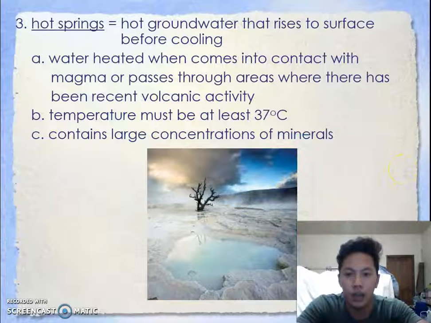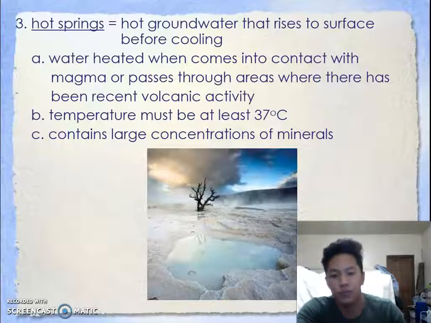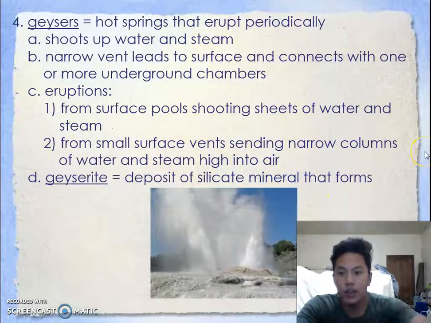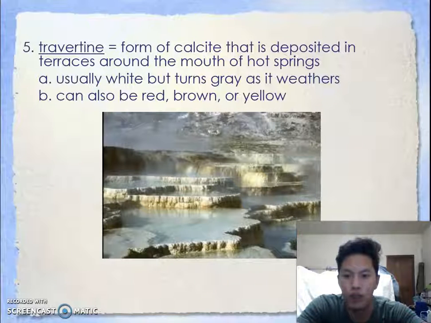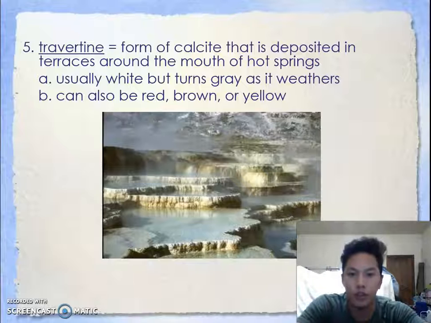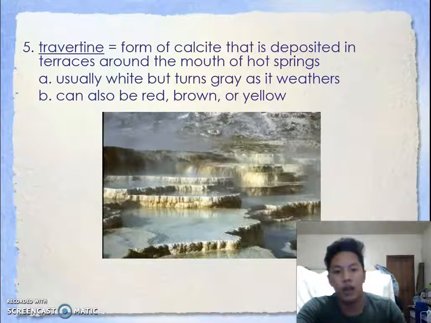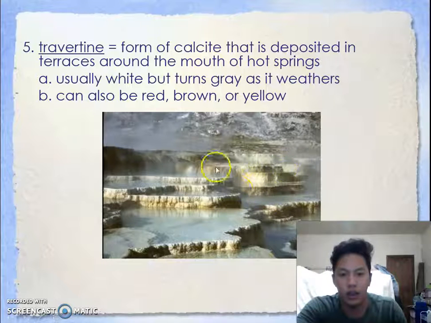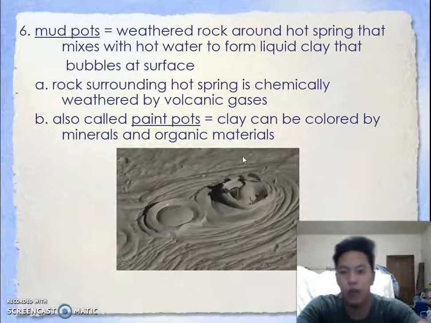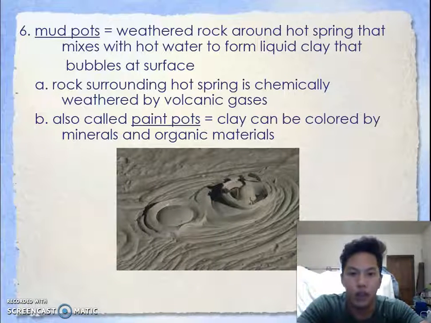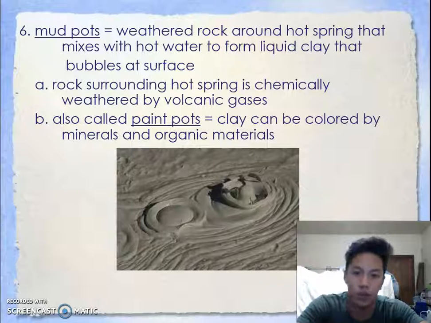Hot springs. Hot groundwater that rises to the surface before cooling. Geysers. Hot springs that erupt periodically. Travertine. A form of calcite that is deposited in terraces around the mouth of a hot spring. Here is an example of the hot springs in Baguio. Mud pots. Weathered rock around hot springs that mixes with hot water to form liquid clay that bubbles at the surface.